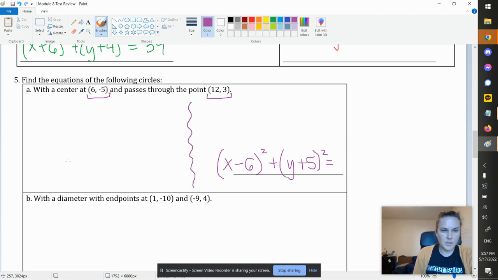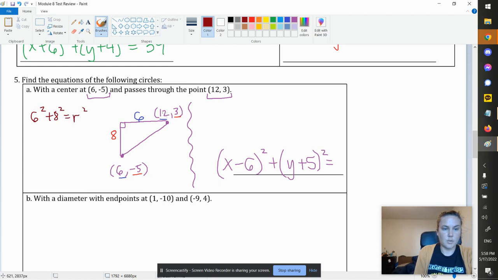The radius is, if this is (6, negative 5) and this is (12, positive 3). Between 6 and 12 is 6. Between negative 5 and 3 is 8. We can do 6 squared plus 8 squared is the radius squared, which is 36 plus 64, which is 100.